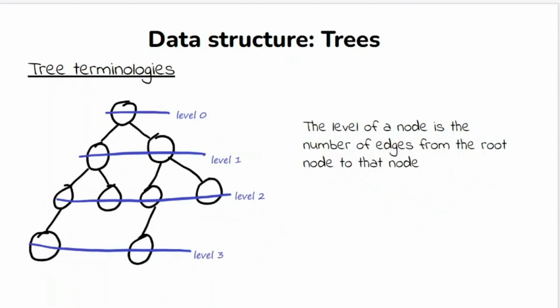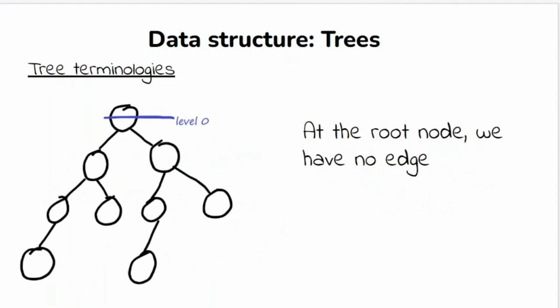Then when you go down, there are already 2 edges from the root node to that node. That's the level 2. Then when you go to the last node, there are 3 edges, 3 lines connecting from the root node to that node. Now that makes it a 3-level tree.